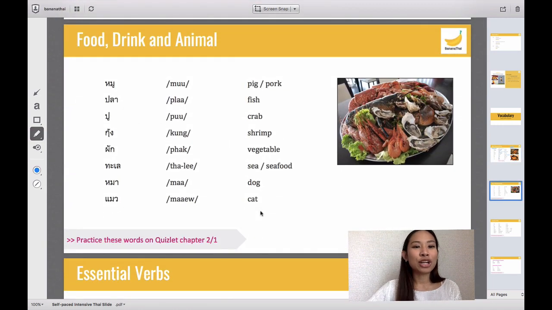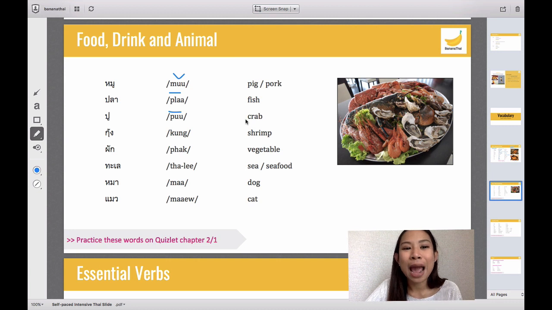Next, ต่อไปค่ะ, now we're gonna learn some meat. หมู. Look at me, how do I look like? หมู. What is it? Pig or pork. Next one, ปลา, flat tone. ปลา, speak with me. ปลา is fish.